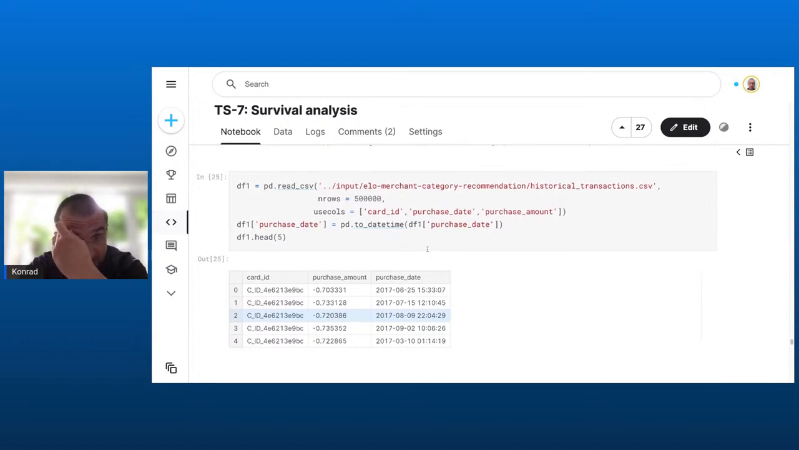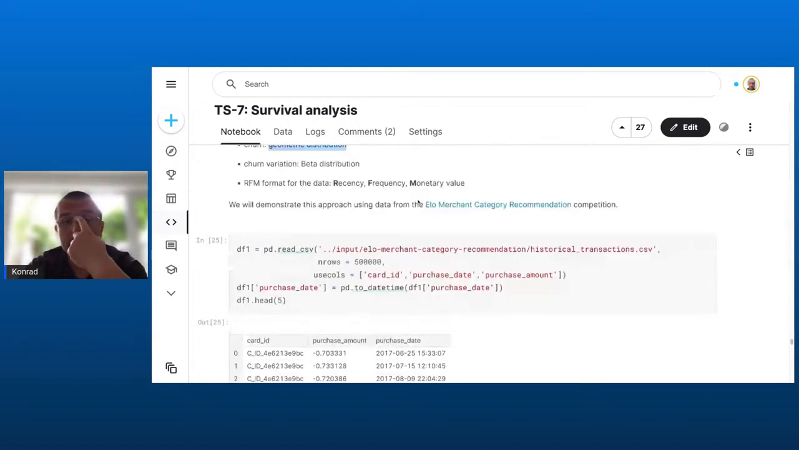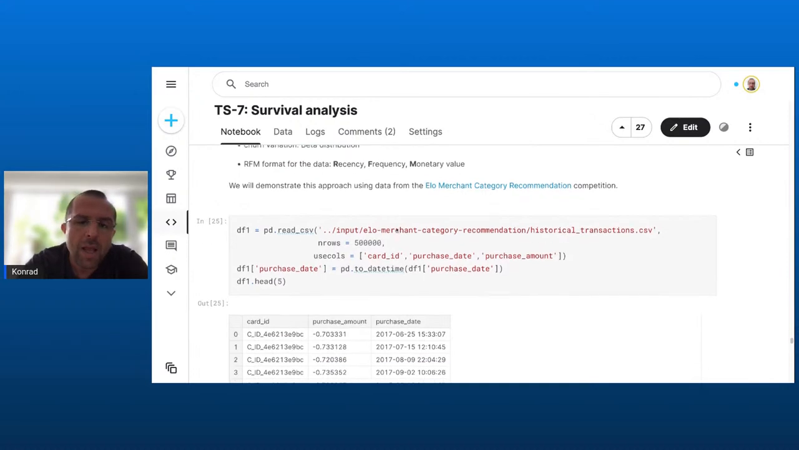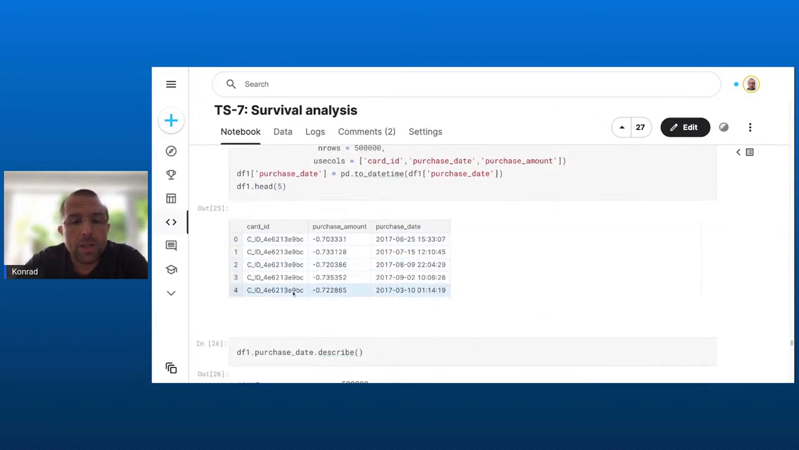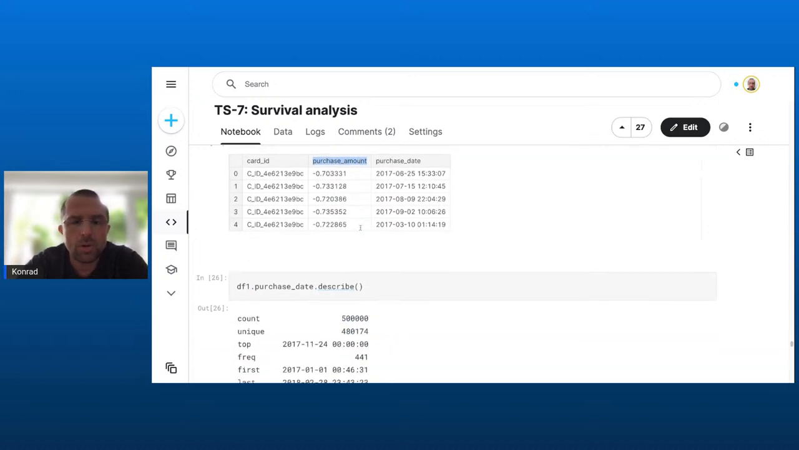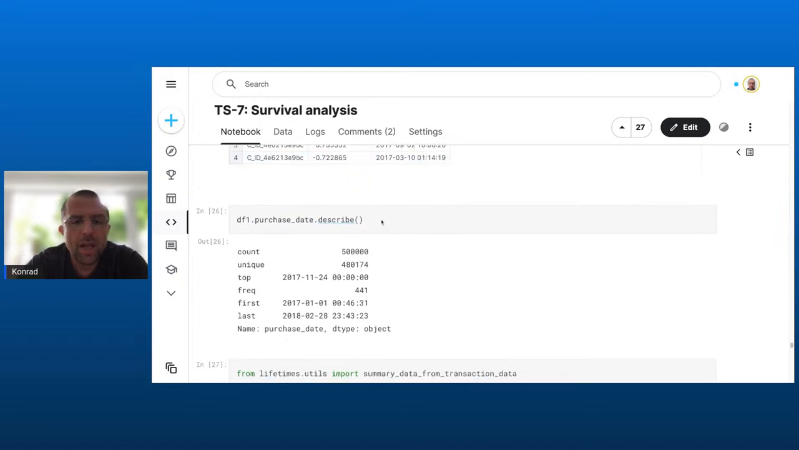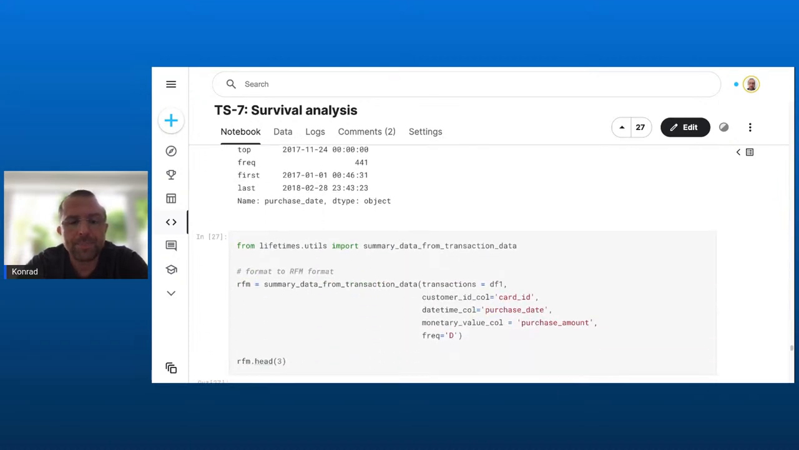I used a subset of the merchant category recommendation data from a Kaggle competition, because what else? This is what the raw data looks like. Well, we assume you are your card, so identify users by the card ID. Purchase amount, bless their hearts, for some reason they decided to go for logarithms, I think. And this is the time range, a brief description of the data.